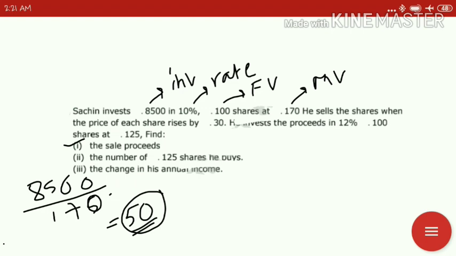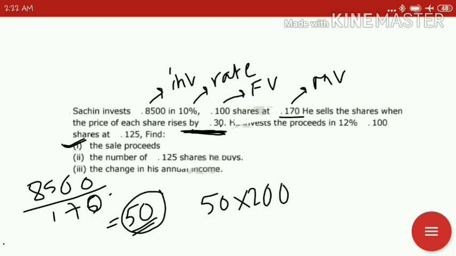What is the new market value? It is said that the price of each share rises by rupees 30. Previously it was 170, and now it has risen by rupees 30. That means the new market value will be 170 plus 30, that is 200. So the sale proceeds will be 50 into 200. That will be the sale proceeds of the first one, that means the answer of the first part.